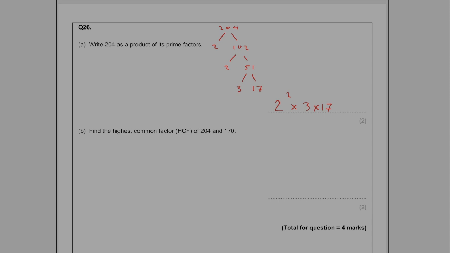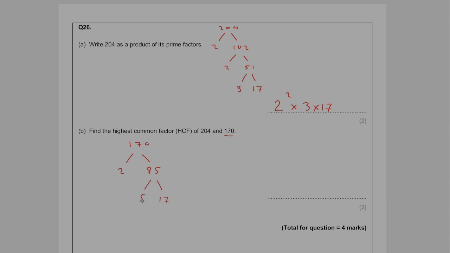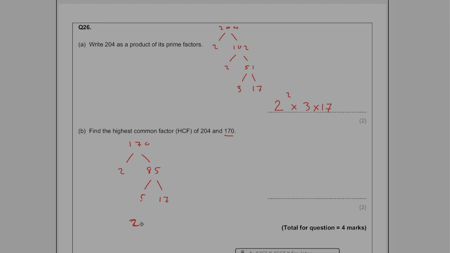Right, find the highest common factor of 204 and 170. So we've already got the factor tree for 204. We need to do it for 170 now. So 170 is going to be 2 and 85, which is going to be 5 and 17. So the highest common factor is going to be 2 times 17, which is going to be 34.